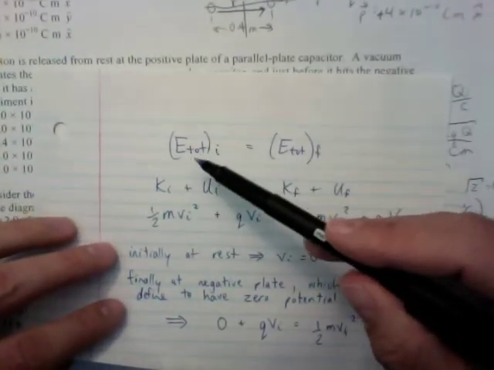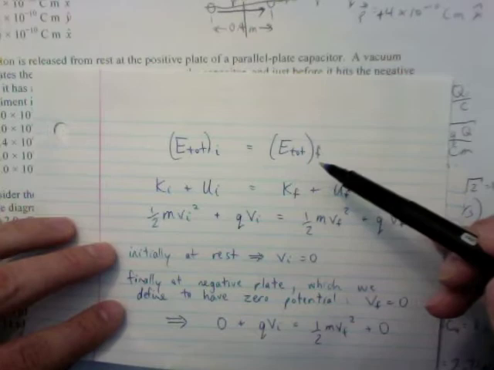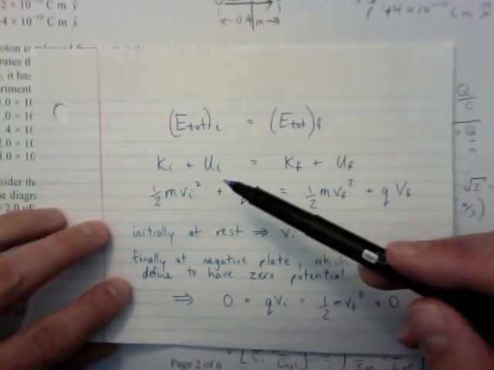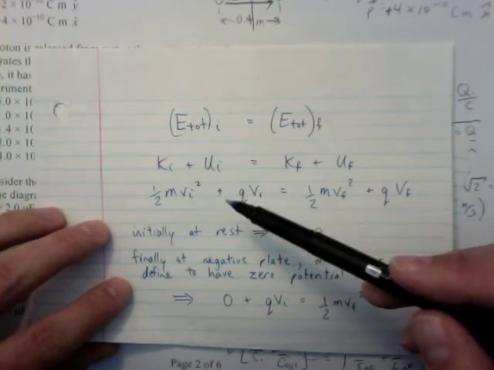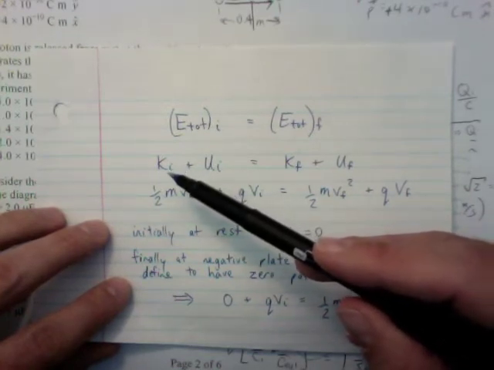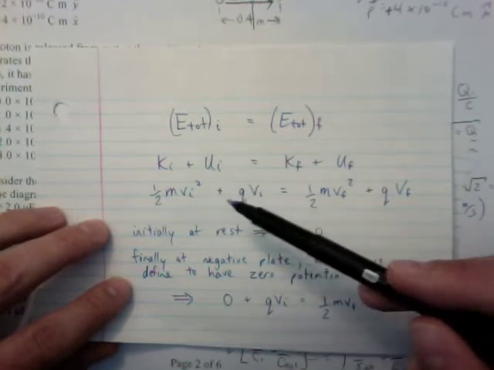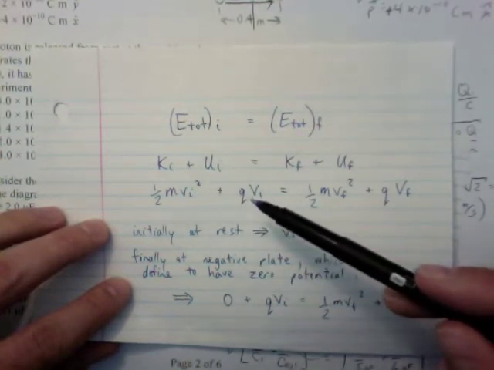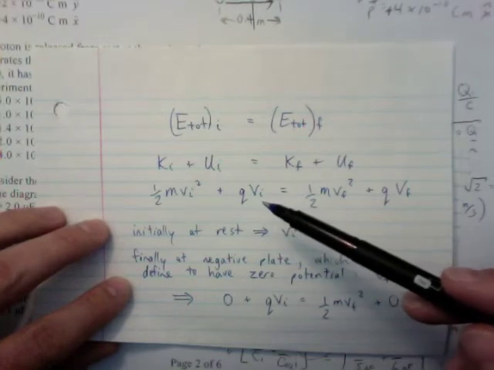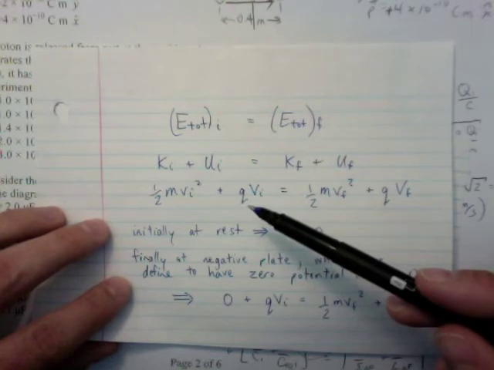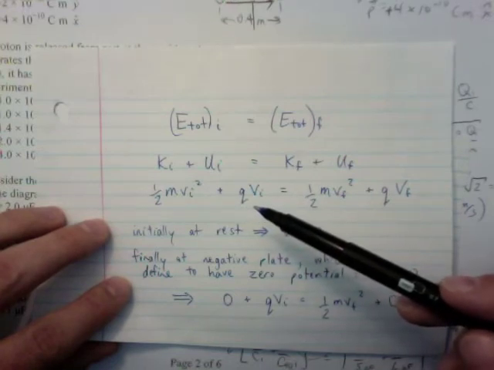The total initial energy equals the total final energy, and for a proton, which is neither moving up nor down, so there's no gravitational potential energy, the situation is we have kinetic plus potential, where the kinetic is 1/2 mv squared, and the potential is qV, where V is the electric potential and q is the charge of the probe, in this case the proton.